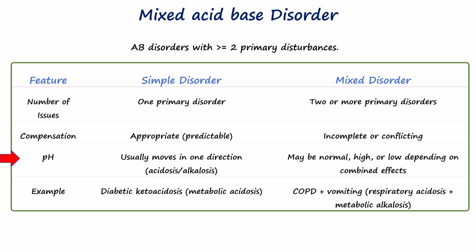In contrast, because a mixed acid-base disorder involves 2 or more primary disturbances, the pH is dependent on the combined effect of the disorders involved. As a result, the pH may be normal if the opposing disorders balance out, or it can be high if the alkalotic process dominates, or low if the acidotic process dominates, making the diagnosis more complex. For example, an uncomplicated case of diabetic acidosis is a simple metabolic acidosis, while a patient with COPD and vomiting can present with respiratory acidosis mixed with metabolic alkalosis.